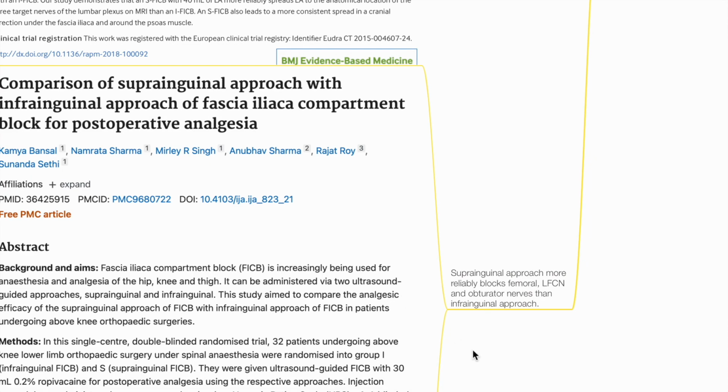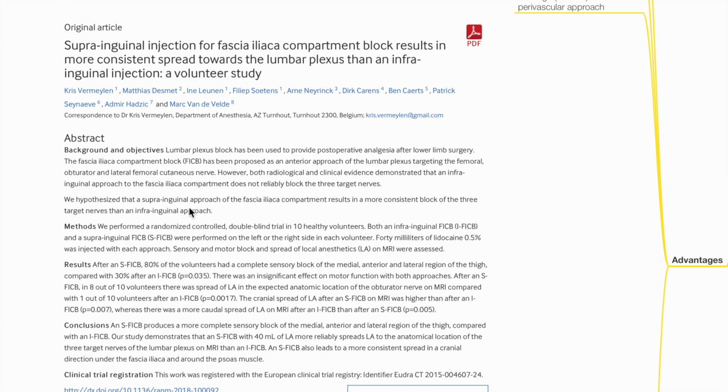The suprainguinal approach more reliably blocks femoral, LFCN and obturator nerves than the infrainguinal approach. In a study by Desmet et al., 80% of volunteers in the suprainguinal approach had complete sensory block of medial, anterior and lateral region of the thigh, compared with 30% for an inferior approach. Based on MRI scan, 8 out of 10 volunteers had LA spread to the obturator nerve for a suprainguinal approach, compared to 1 out of 10 volunteers in an infrainguinal approach.